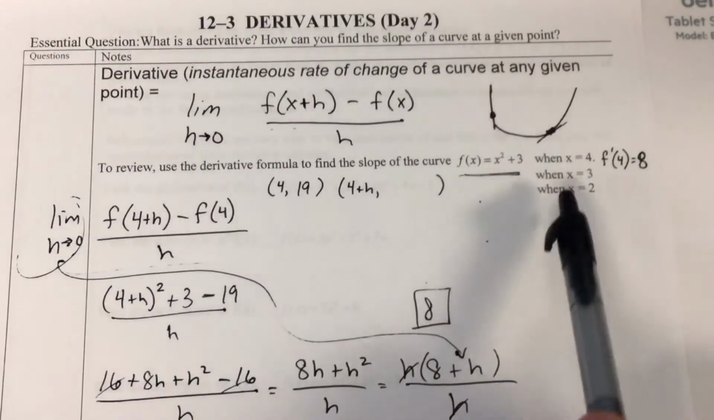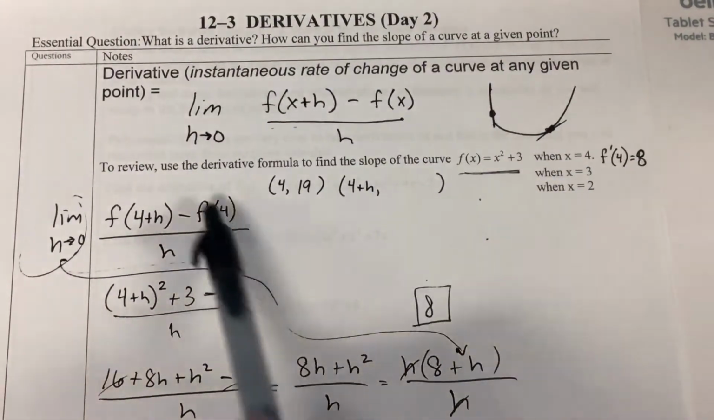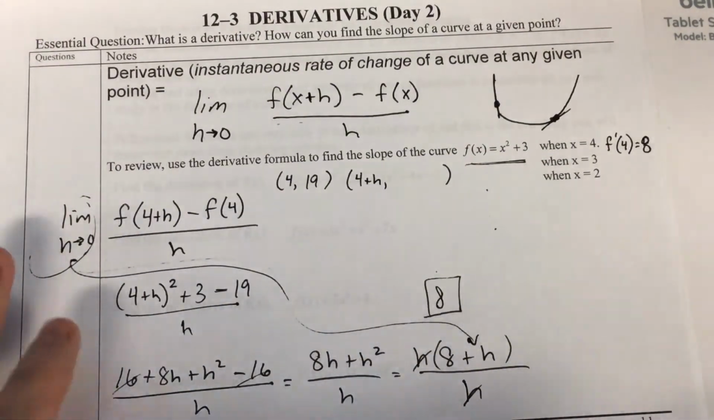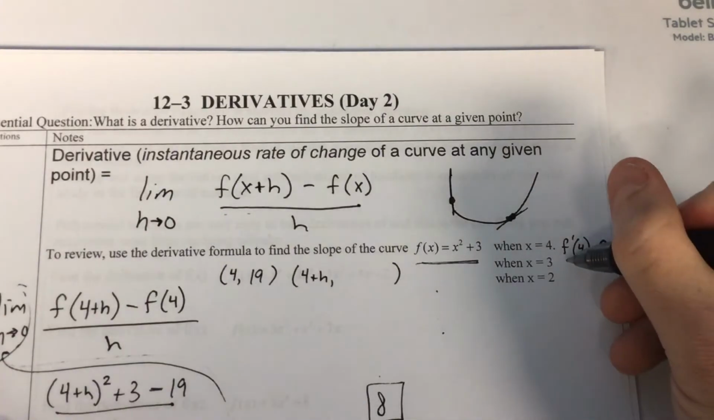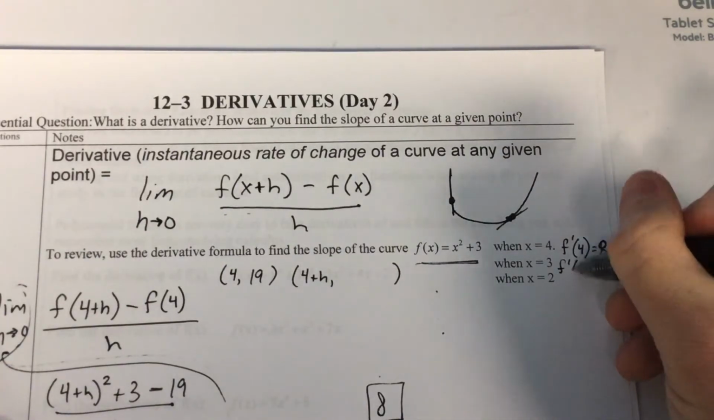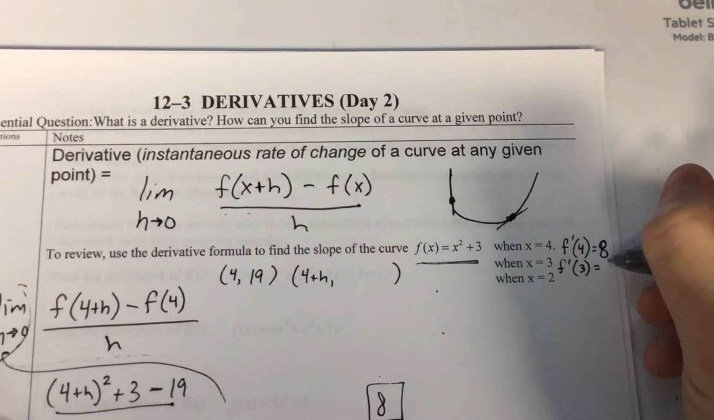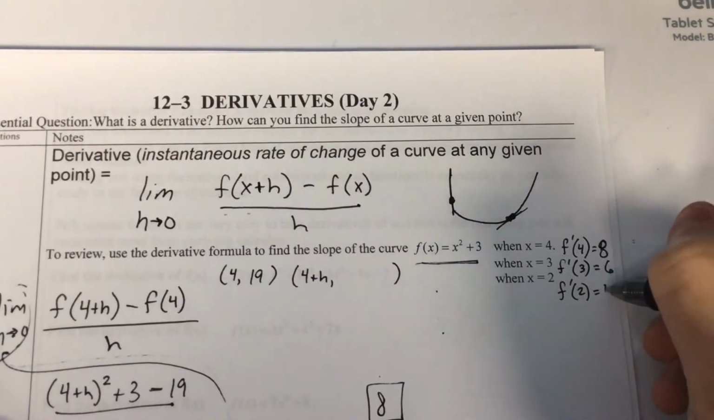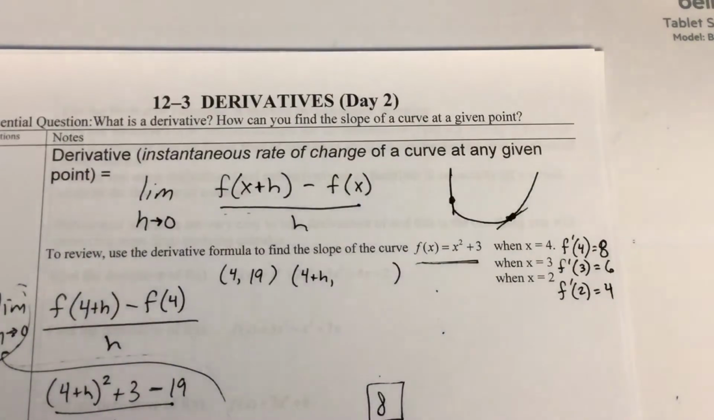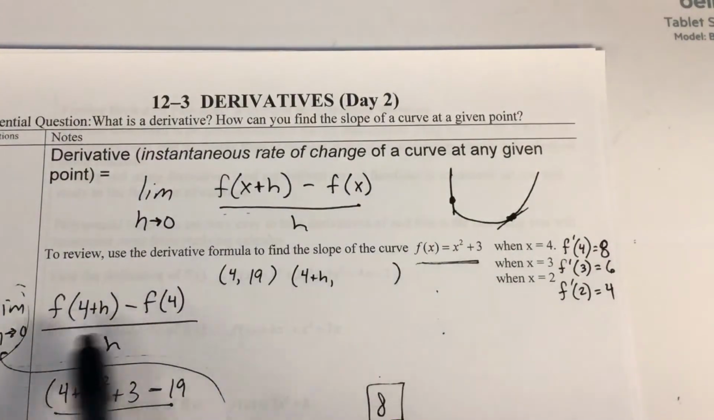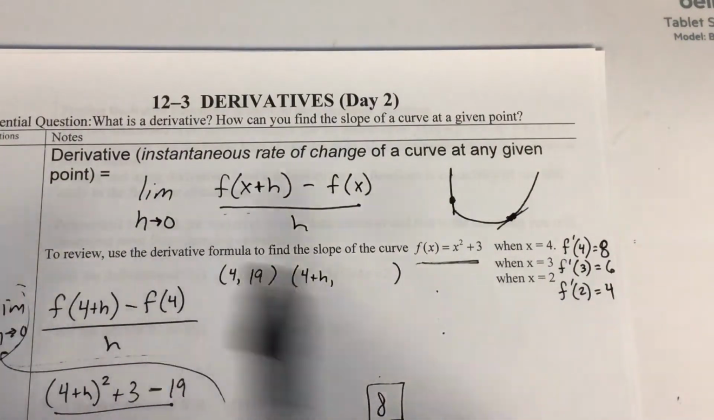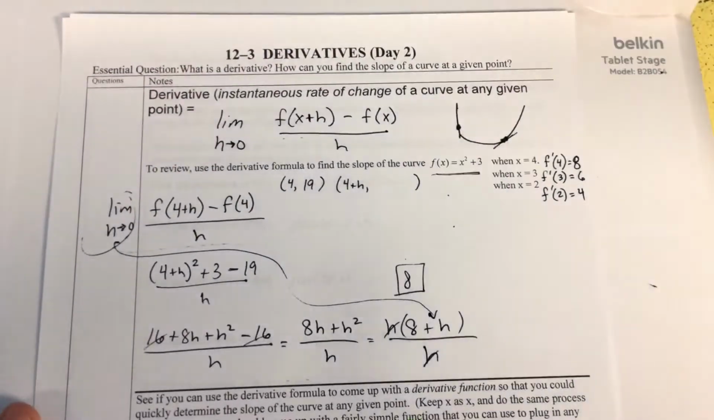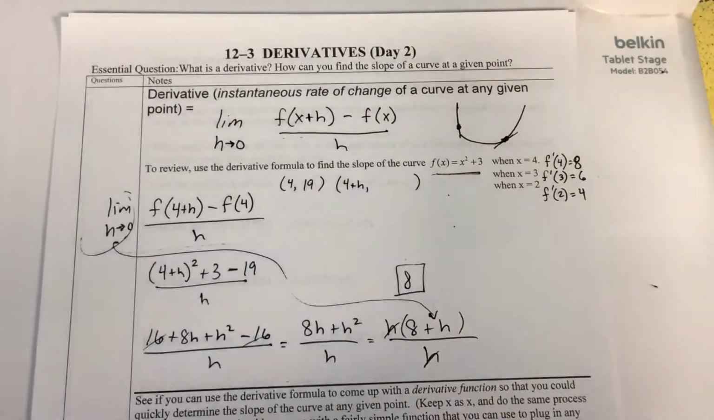So you could try the same thing with 3. You could try the same thing with 2. You could do all this work with 3 plus h and 3 and 2 plus h and 2. If you want to try it, go ahead. I'll just tell you what the answers would be. The derivative when x is 3 would be 6. The derivative when x is 2 would be 4. So if you want to try either of those, see if you can figure out how to get 6 when you do 3 plus h and 3, or 4 when you do 2 plus h and 2. It'd be worth practicing if you didn't quite get this one all on your own.